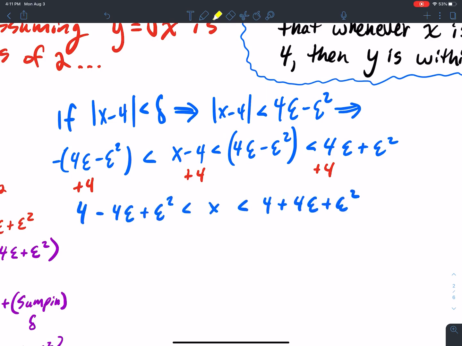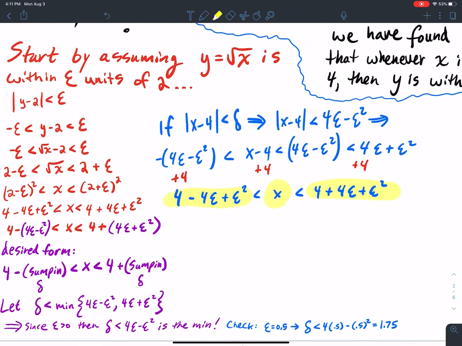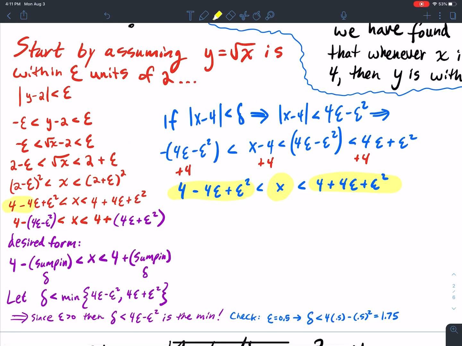Okay, and when I do that, I get x is stuck between 4 plus 4 epsilon plus epsilon squared and 4 minus 4 epsilon plus epsilon squared. Why is this important? Because that's exactly that line right there. You see how we had to manipulate the numbers to be like this, so that's why we had to take this extra step here to get to this point right there.